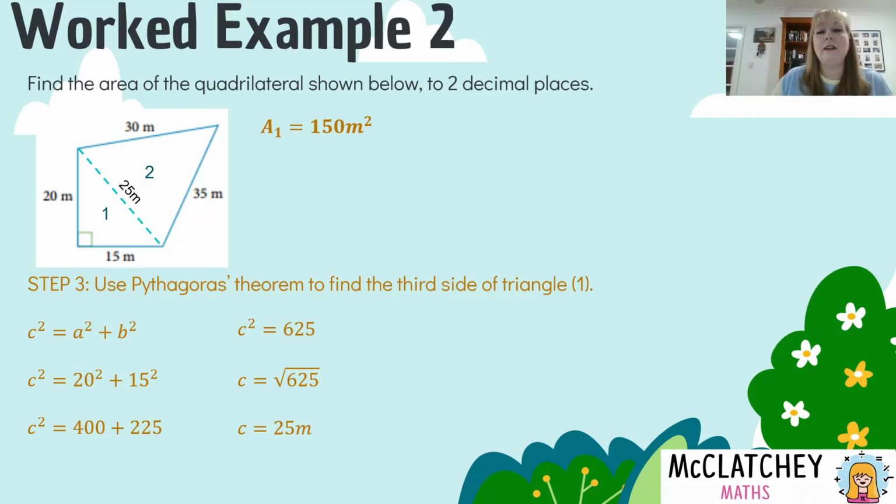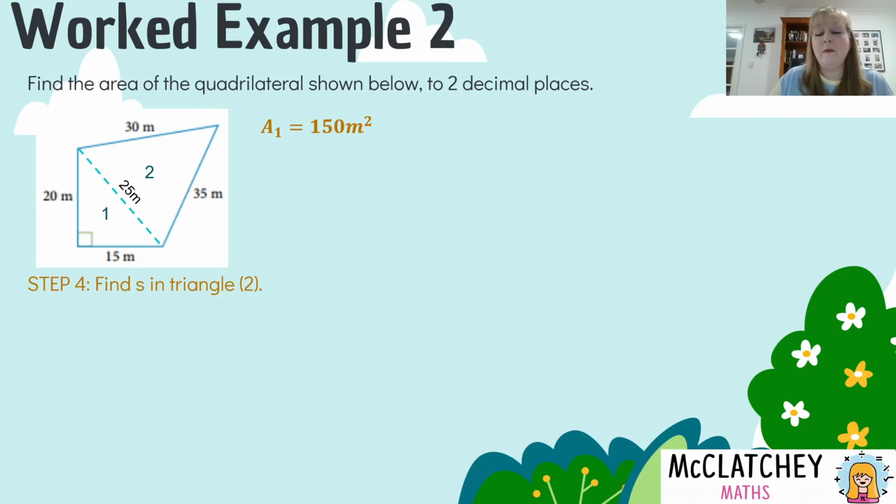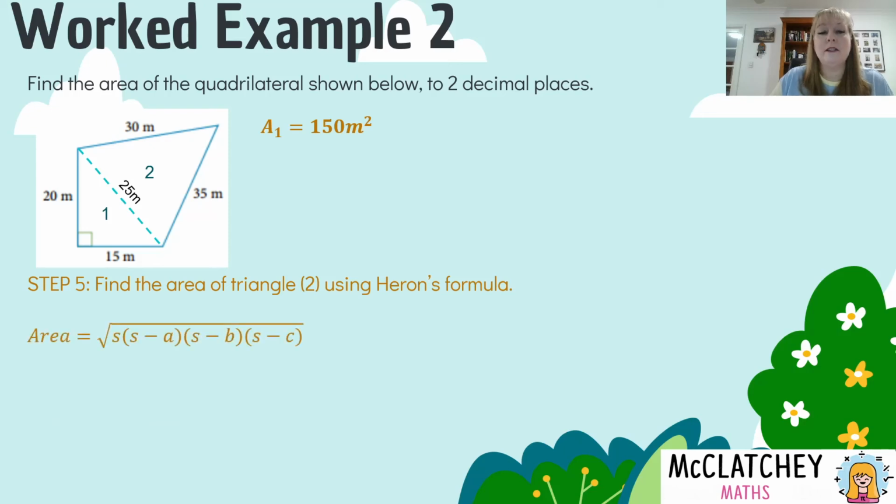Now we need to find the area of triangle 2. To do that, we're going to use Heron's Rule because we've got no angles. So we've got only 3 sides. We're going to find S first. So we're going to put all of that information into the formula for S, and we'll come up with a value of S being 45, which we're now going to substitute into Heron's formula.